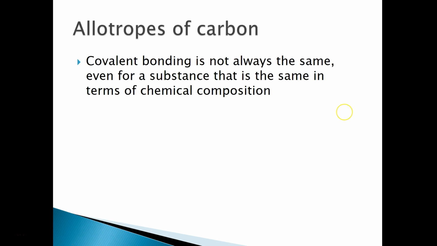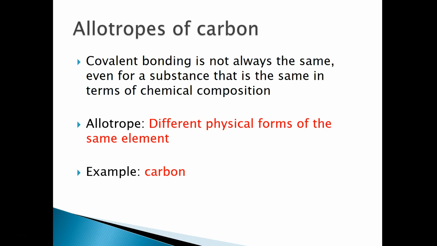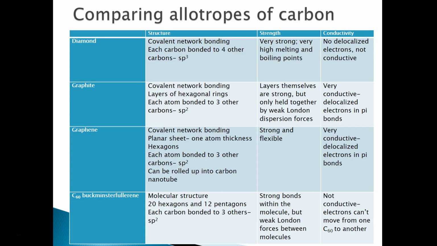All right, so allotropes of carbon. Covalent bonding truly is not always the same, even for a substance that is the same in terms of its composition. A great example of that is carbon, right? And an allotrope is basically just different physical forms of the same element. So what you've got to do is look at all the different allotropes of carbon and explain a few things about them. So carbon has 4 allotropes: diamond, graphite, graphene, and the C60 Buckminsterfullerene, which is really fun to say.